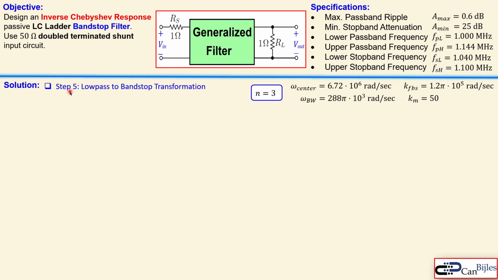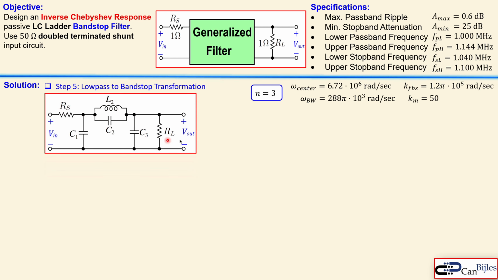Step 5 is the low pass to bandstop transformation. This is the low pass filter we know for a third order inverse Chebyshev low pass filter circuit. This is the configuration. This part, C1, C2, L2, and the C3, and these are just the RS and RL you see here outside. So this green part is actually this. Now we need to transform that to the bandstop filter.